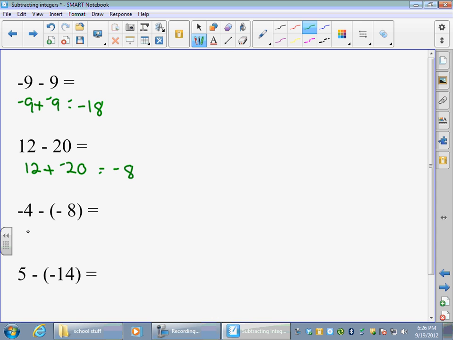Okay, again, add a line, change the sign. Negative 4 plus positive 8. These are different. Take the sign of the bigger, it's positive. Subtract them, 4. That's your answer. Add a line, change the sign. 5 plus 14, well, that's easy. 5 plus 14 is 19. We knew how to do that for a long time.